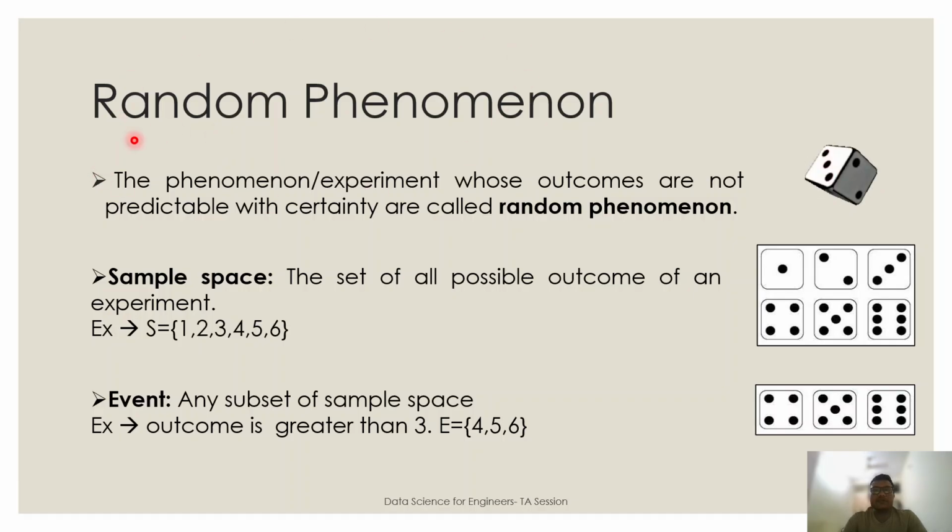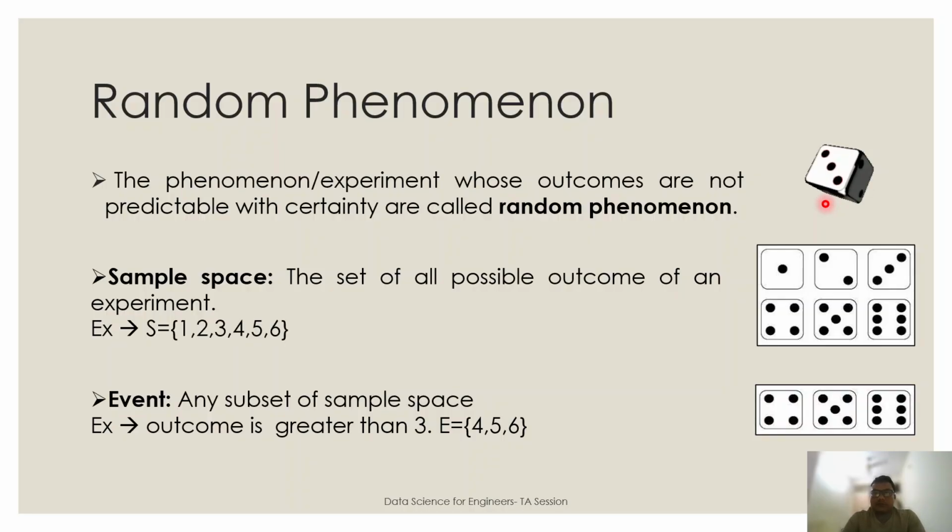So the first term is random phenomena. From the name itself, any phenomena which is random is called a random phenomena. Let's go to the definition of it. A phenomena or experiment whose outcomes are not predictable with certainty is called a random phenomena. Here I gave an example of a dice. Let's consider you have a dice. You are playing a snake and ladder game, and you just threw the dice, so you don't know what kind of output you will get. You will either get a six, or a one, or a three. You don't know. It depends on how you throw and how the dice moves.